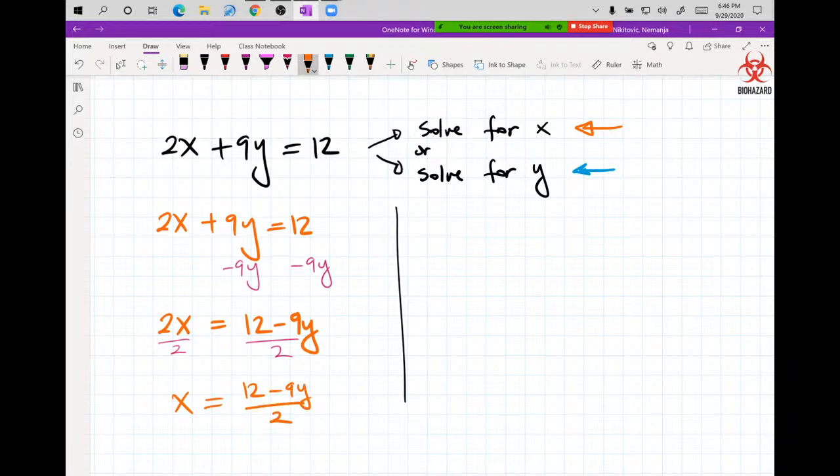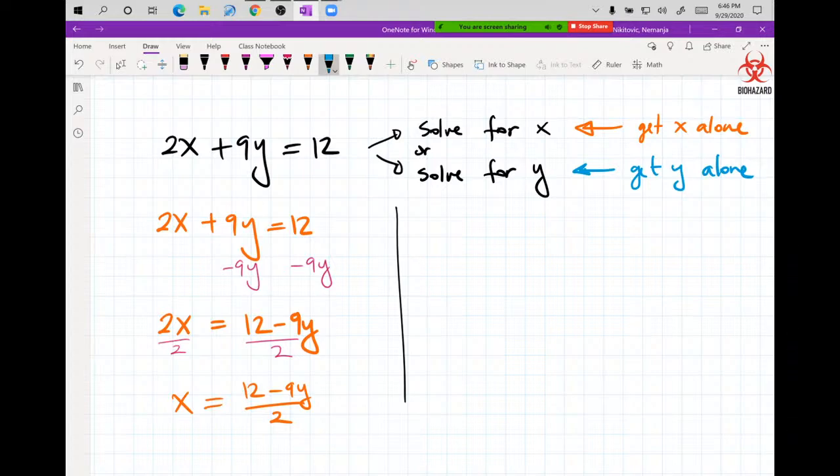So this, as you can see, is solved for x because you have x alone, right? So get x alone. Now the blue problem is get y alone. I'm going to give you a few minutes to try that, and then I will solve it on the right-hand side of the screen.